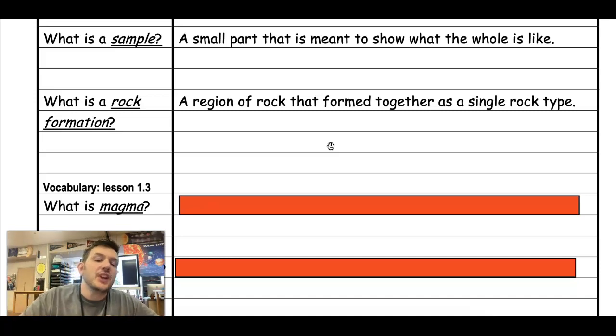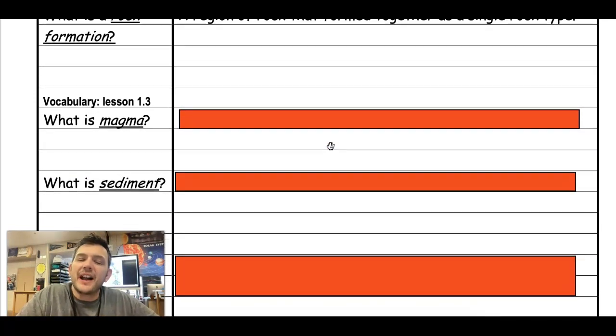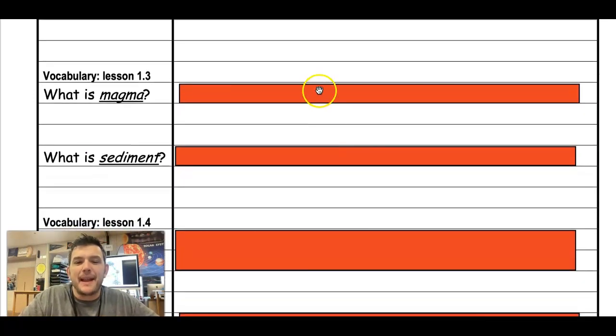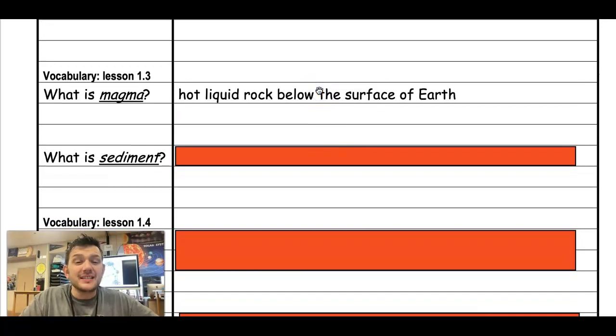As we go to lesson 1.3 in chapter 1, we have to define what magma is. Well, magma is a hot liquid rock below the surface of Earth. So under the earth, we have this magma. It's typically in our mantle. Sometimes it comes up, and when magma comes to the surface, it's known as lava.